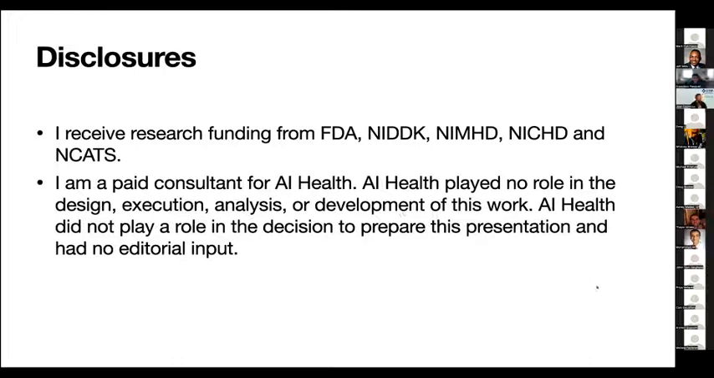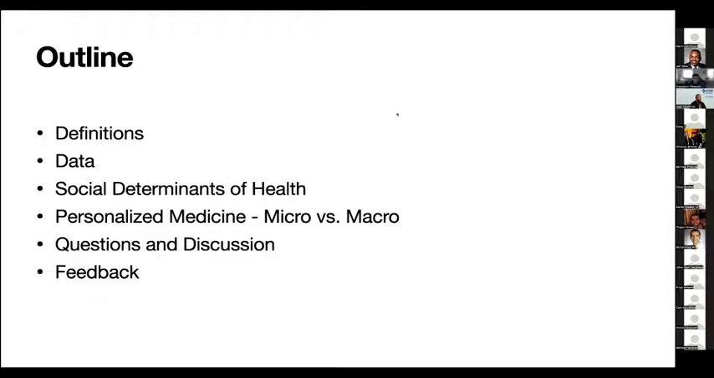Okay. All right. So here's my outline for today. We're going to do a little bit of definitions. Then we're going to talk about data. We'll go on to social determinants of health, some thoughts around personalized medicine, thinking about the micro versus the macro, and then we'll leave room for questions and discussion. And then I would love your feedback.